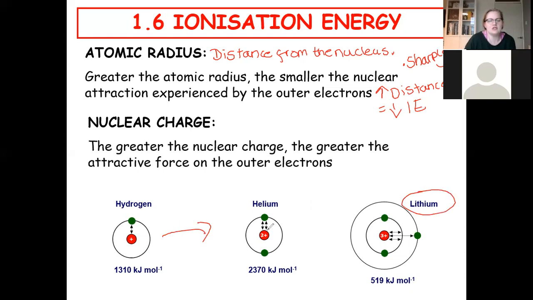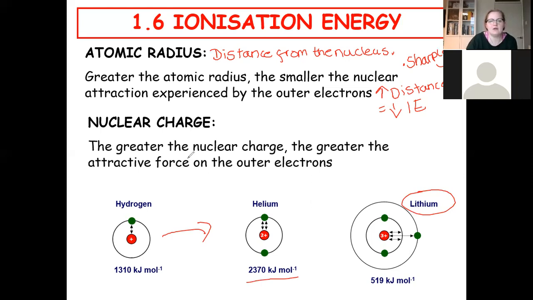So hydrogen and helium, they're both on the first shell. So the atomic radius for both of these is exactly the same. So the distance from the nucleus shouldn't affect, in comparison to each other, the ionization energy because they're both comparatively the same distance away from the nucleus. They are both very, very close to the nucleus. They're both going to need a lot of energy to remove them. So then we go, okay, why does helium have a higher ionization energy than hydrogen?